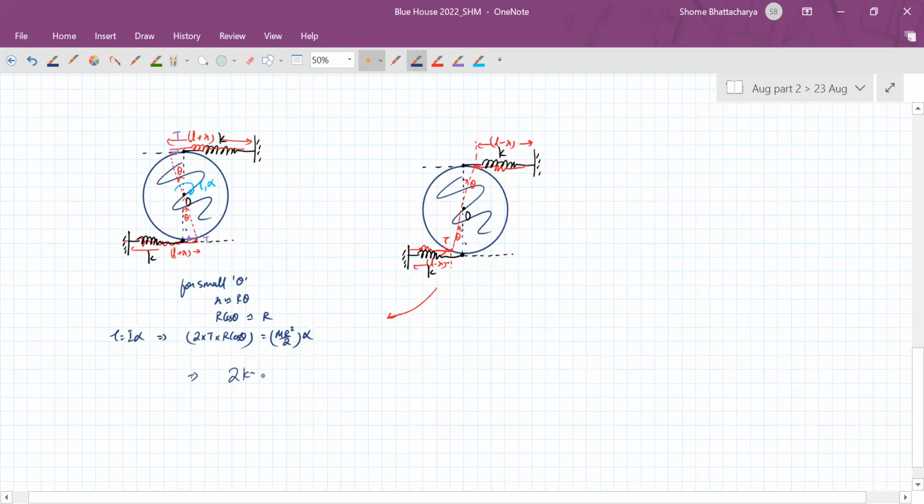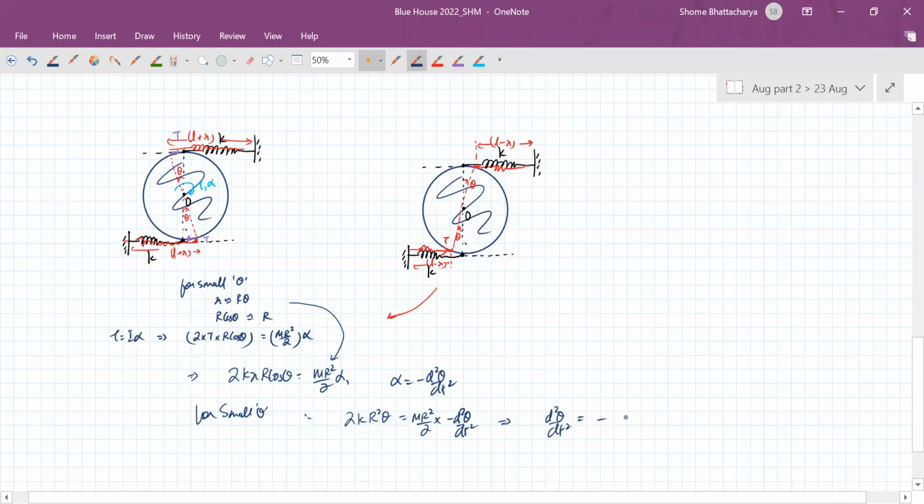So this would now become 2 times kx r cos theta is equal to mr square by 2 alpha, where alpha would be minus d2 theta by dt square. And you bring in the small angle approximation. So for small angle, you have 2 times k r square theta is equal to mr square by 2 alpha. So we have the relation. That's your angular harmonic motion.